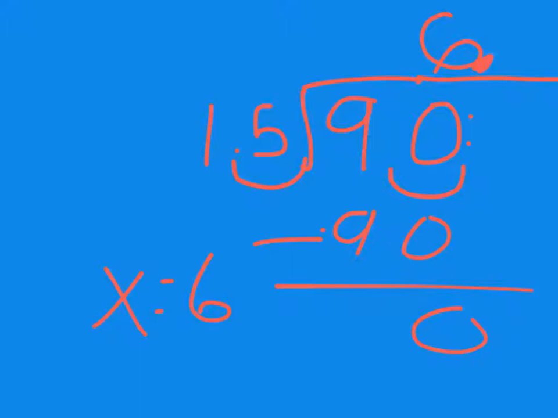So the answer for this is going to be, after 6 years, the tree is going to be 24 feet tall. Moving on to the next one. The next problem we have, example number 2, is combining like terms.